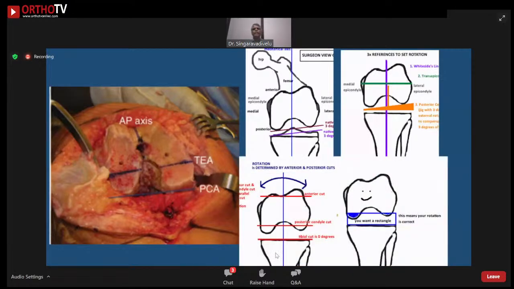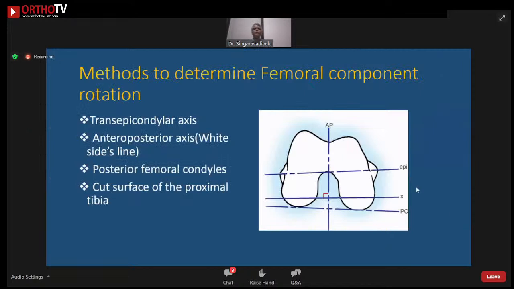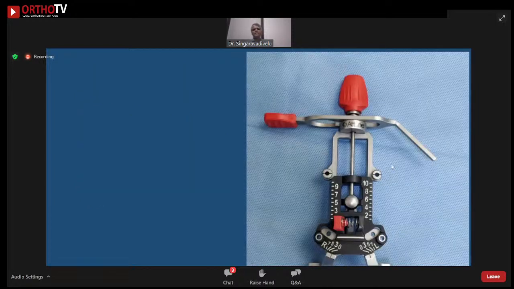The aim is to take a parallel cut to the proximal tibia so that you have a rectangle here. So the ways are, one is transepicondylar axis, the second is the posterior condylar axis, third is the Whiteside's line. So this is the jig. There are so many varieties of jig, you have to understand everything.